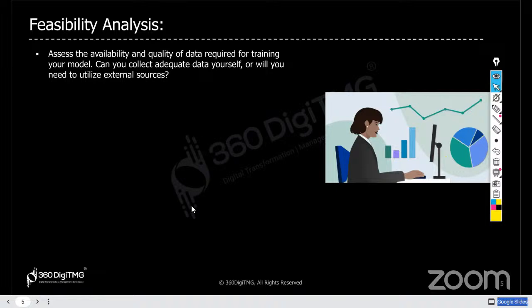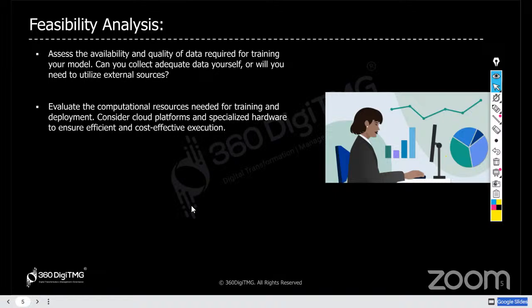Figure out if you can gather all the needed data on your own, or if you want to get data from other places. That is the most crucial thing when you're working with your data, whether you're trying to get it from external sources or not.